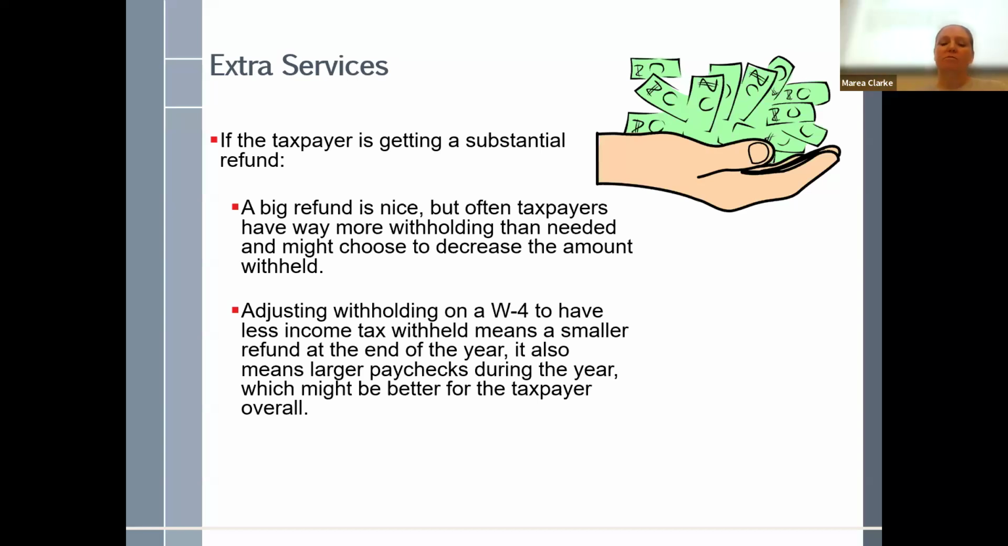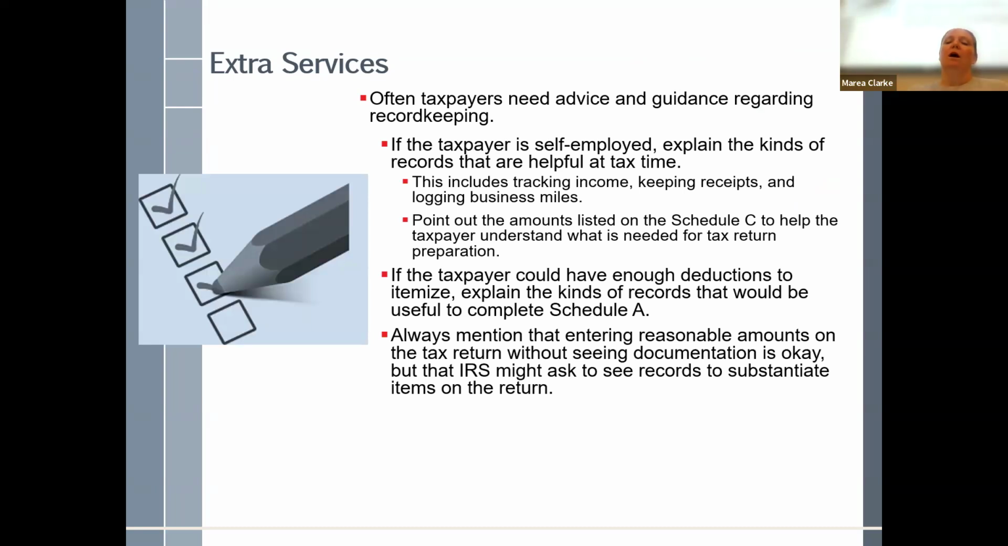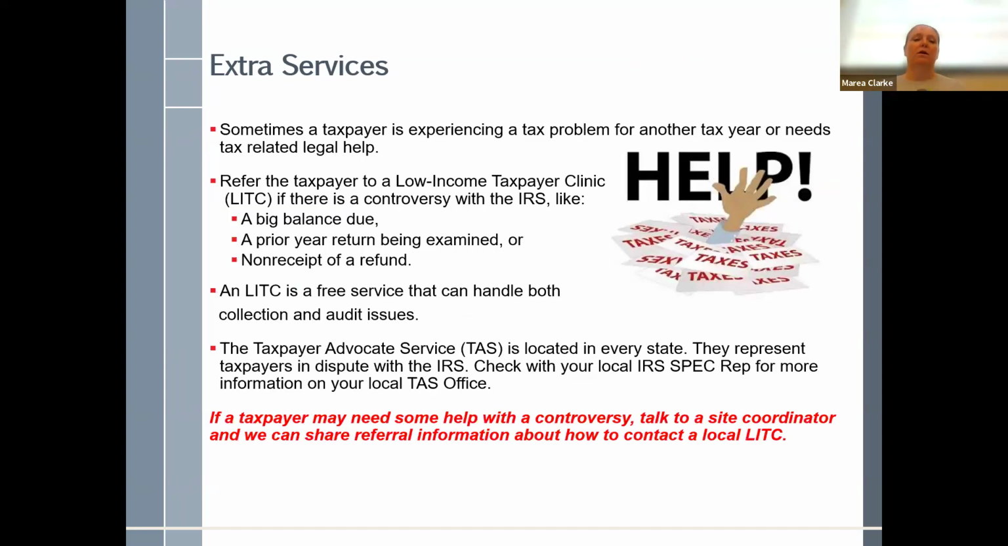We're doing residents. W-4, adjust the withholding so that the refund is smaller. They get more money every time they get paid. We're not going to do a lot of business stuff, so I'm not going to talk about that. But generally, if you own a business, good records are very, very important. Keeping track of all income, all expenses.